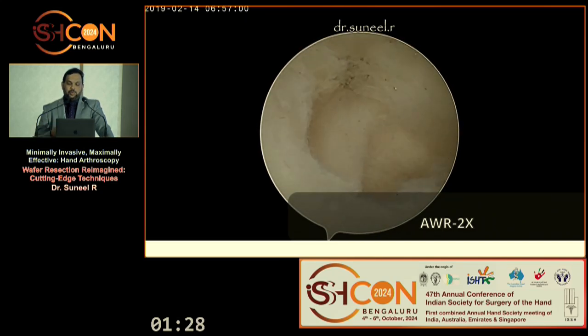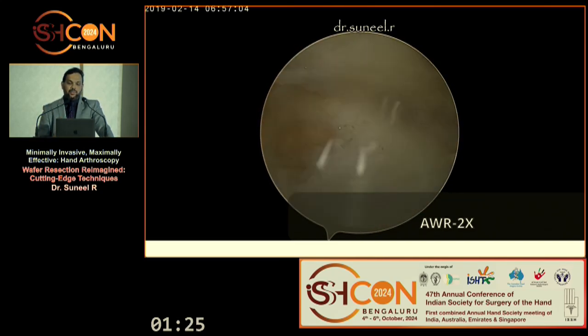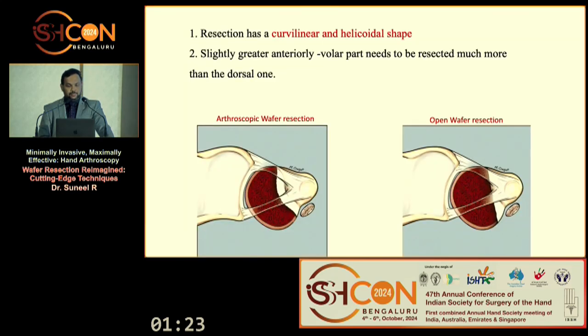With further pronation, you get this volar aspect of the head which continues to be resected. The typical appearance of an arthroscopic wafer resection is a curvilinear, helicoidal shape, but with open resection you don't get that pattern of resection. It's more of a straight cut on the ulnar side.